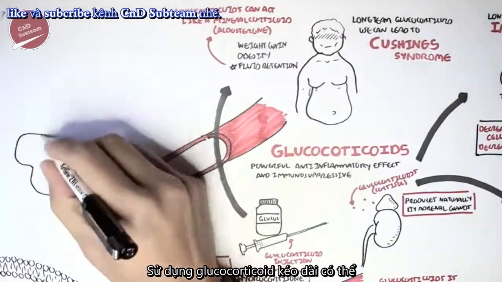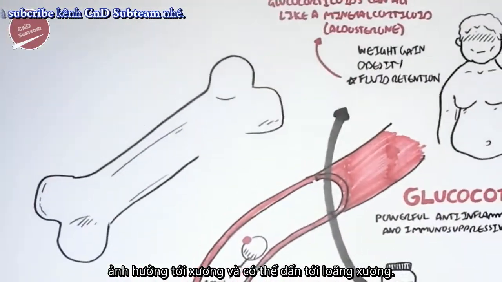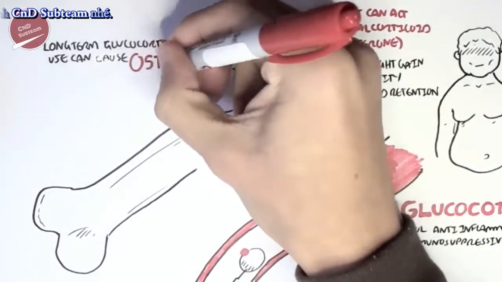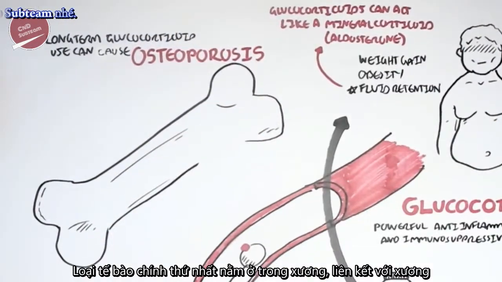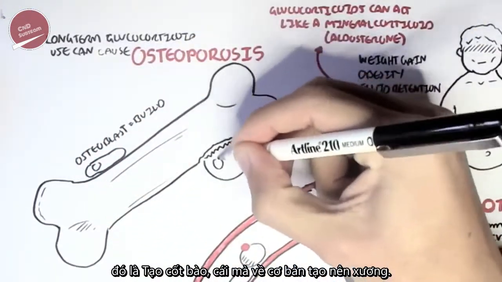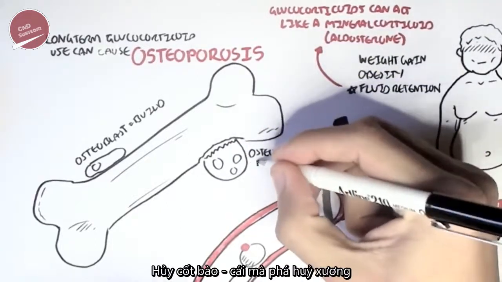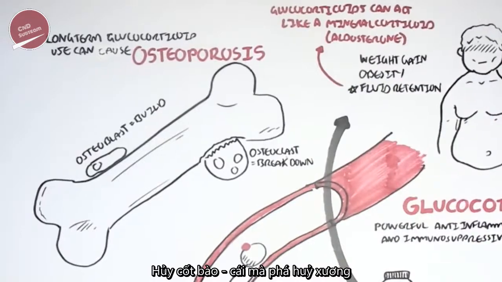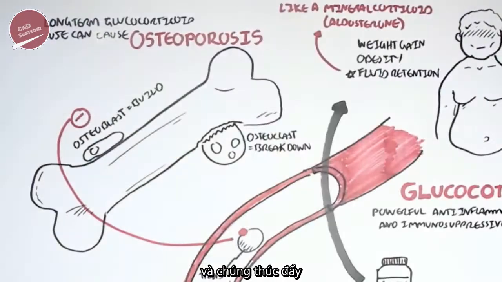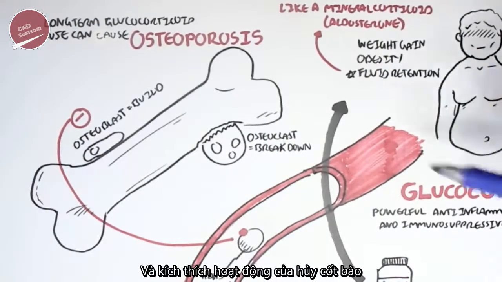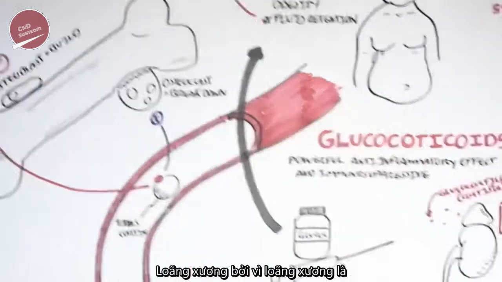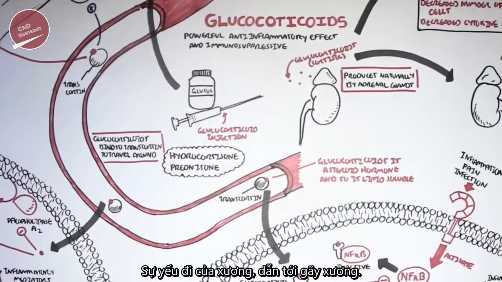Finally, a main point to make is that long-term glucocorticoid use can affect the bone and cause osteoporosis. We have two main types of cells associated with the bone. We have osteoblasts, which build bone, and osteoclasts, which break down bone. What glucocorticoids do is inhibit osteoblast activity and formation, and promote and stimulate osteoclastic activity. This can lead to osteoporosis, because osteoporosis is a weakening of the bone, leading to fractures.